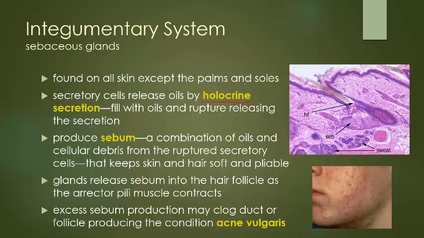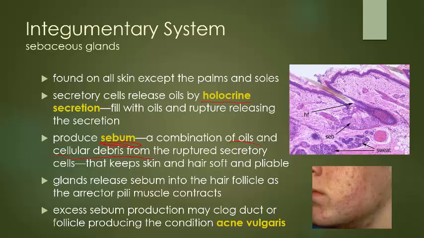That is, the cell fills up with oil and eventually ruptures, and so the cell dies, but in the dying process it releases the secretion. That secretion is named sebum. So sebum is the secretion, and it's a combination of the oils that the cell has produced along with all the cellular debris from that ruptured cell. And the sebum is released into the hair follicle.